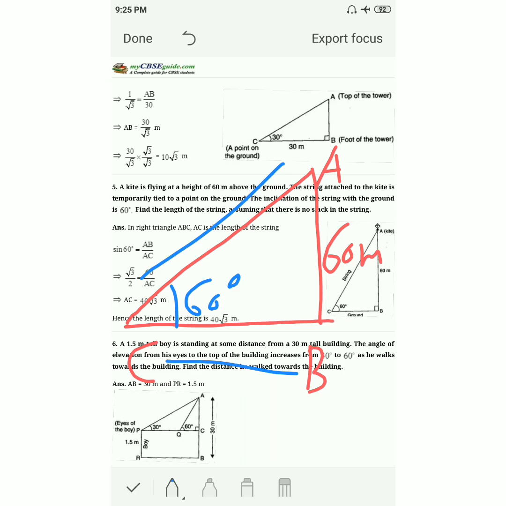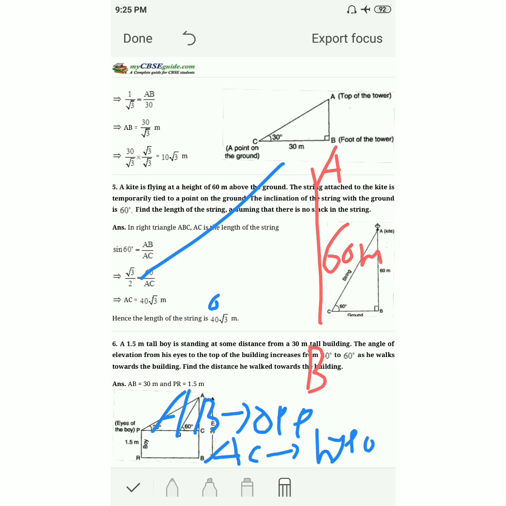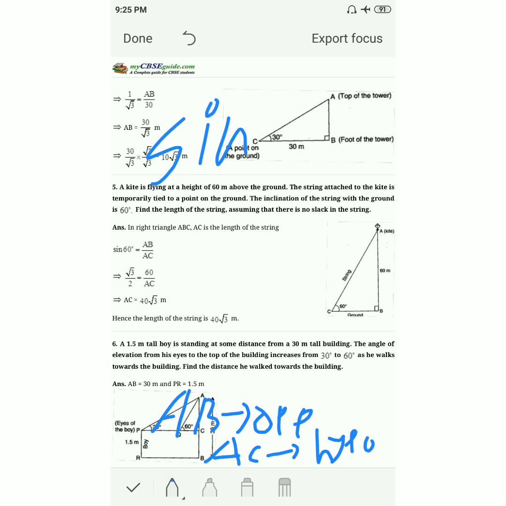Okay, so this is our final figure. We need to find AC. Now with respect to angle C, AB is the opposite side and we need to find AC. It is the hypotenuse. So which trigonometric ratio gives the relation between opposite side and hypotenuse? It's sine theta and cosec theta, but here we use sine theta. We can also use cosec theta.